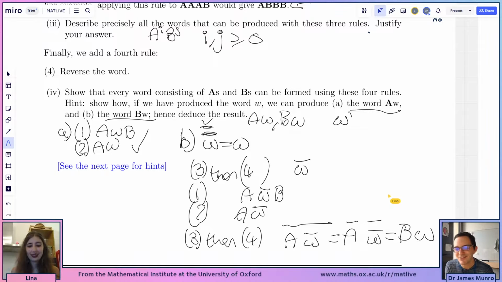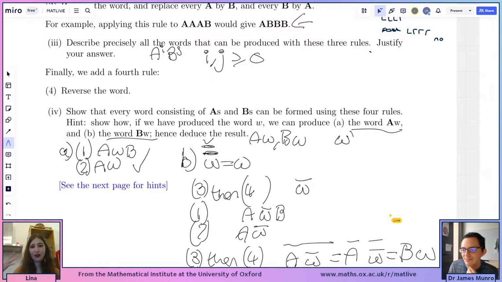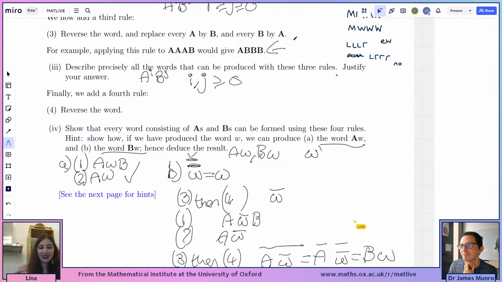How did you think of doing rules 3 and 4 together? So rule 3 on its own is quite difficult to think about. You have to reverse the word and replace the A's and the B's. It's just quite a lot. It seems like a completely different word to what we started with. So I've been struggling to understand how that can produce what happens when you do rule 3. Sure, okay. So if we use 3 then 4, then you just end up with the A's and the B's switched, which is a lot easier to work with.